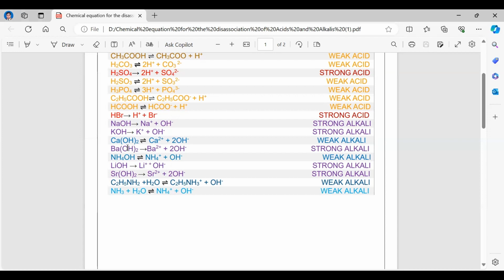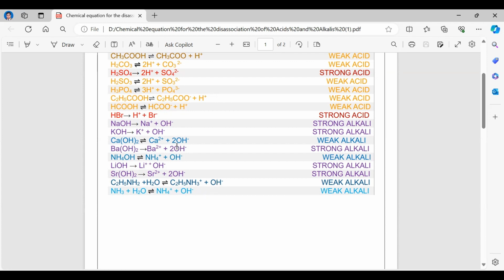Whereas barium hydroxide and strontium hydroxide are strong alkalis from group 2. They dissociate completely to give OH negative ions and their respective positive ions. Ammonia, when dissolved in water, gives NH4 positive ions and OH negative ions. It is shown with a reversible arrow, so it dissociates partially. So it's a weak alkali. Ethylamine also reacts with water to form its positive ion and OH negative ion.